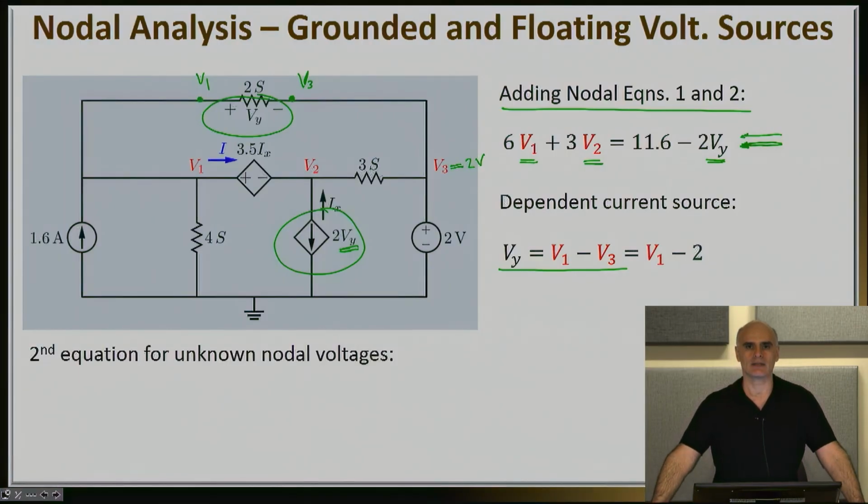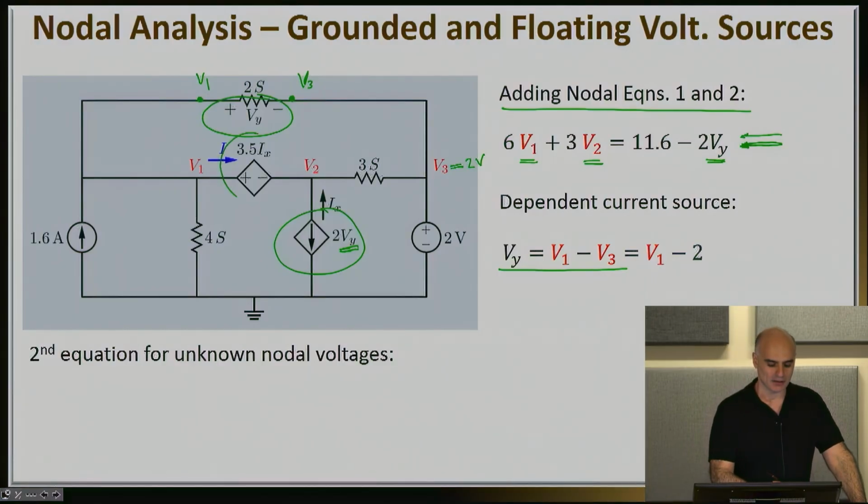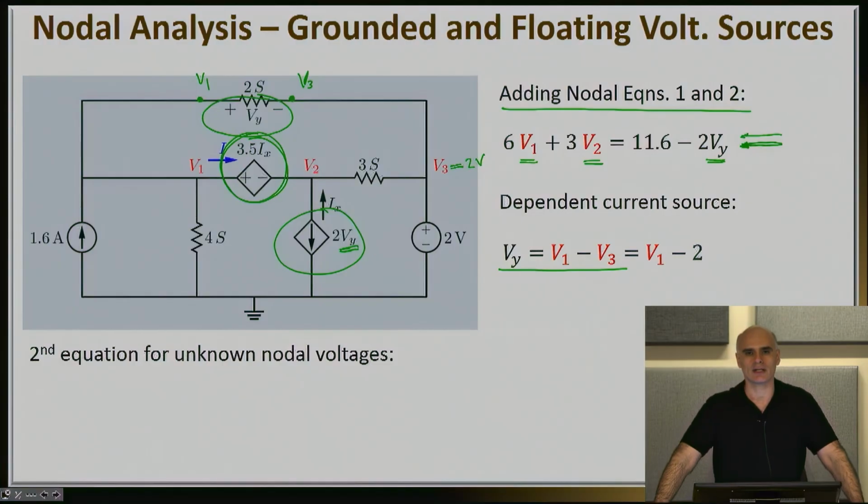Now let's deal with the difficulty of the second needed equation for the unknown nodal voltages. As a reminder, I have two unknown voltages, V1 and V2, and I still need a second equation for them. That second equation will be provided to me by paying close attention to the floating source that created the problem to begin with. It was this floating voltage source that forced us to introduce the dummy variable I. So this is what I'm going to pay attention to find the solution.